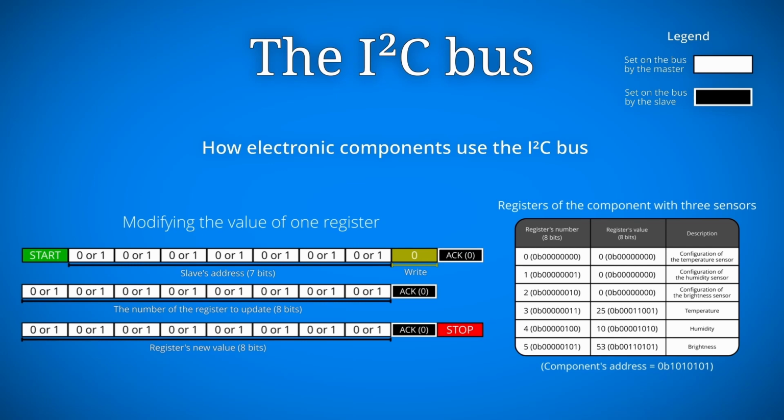For example, to set the value 71 in register 1, the master must send the slave address and send as first data the number of the register 1, 00000001 in binary, and as second data, the new value for the register, 71, 01000111 in binary.